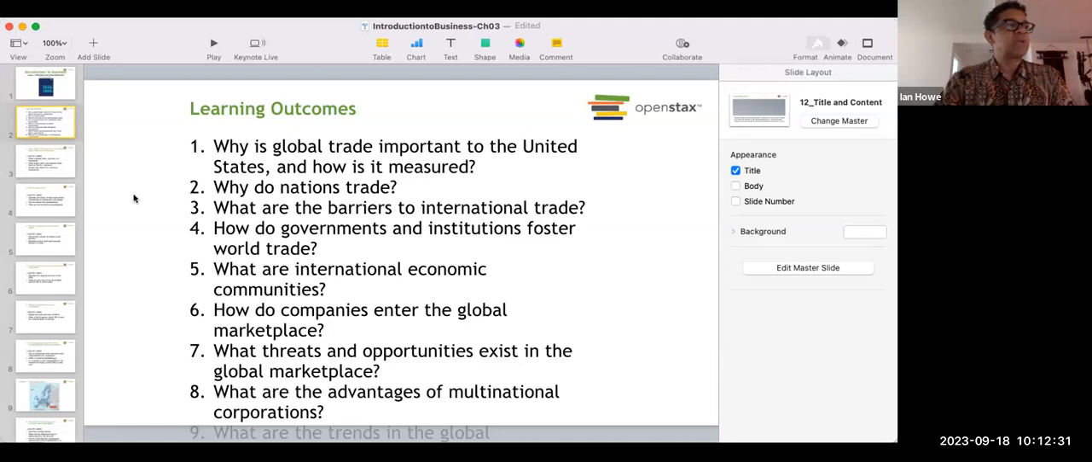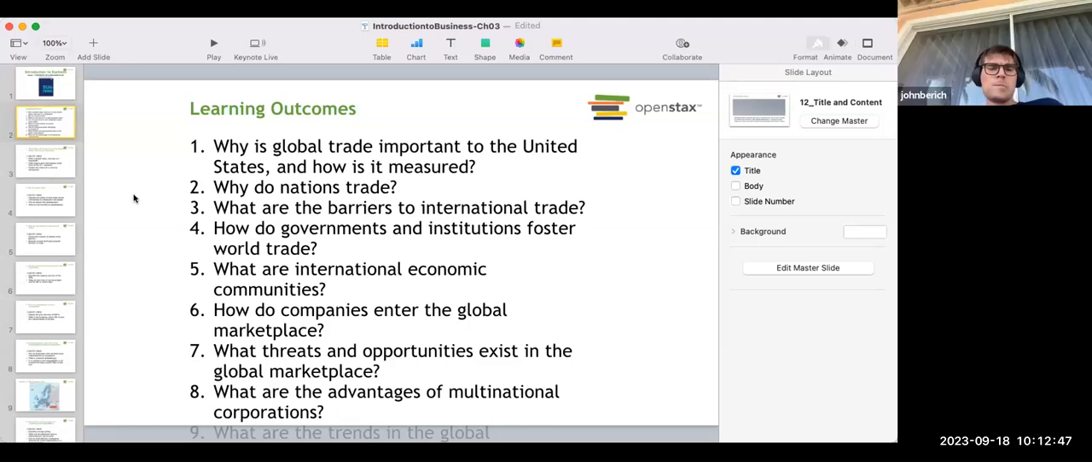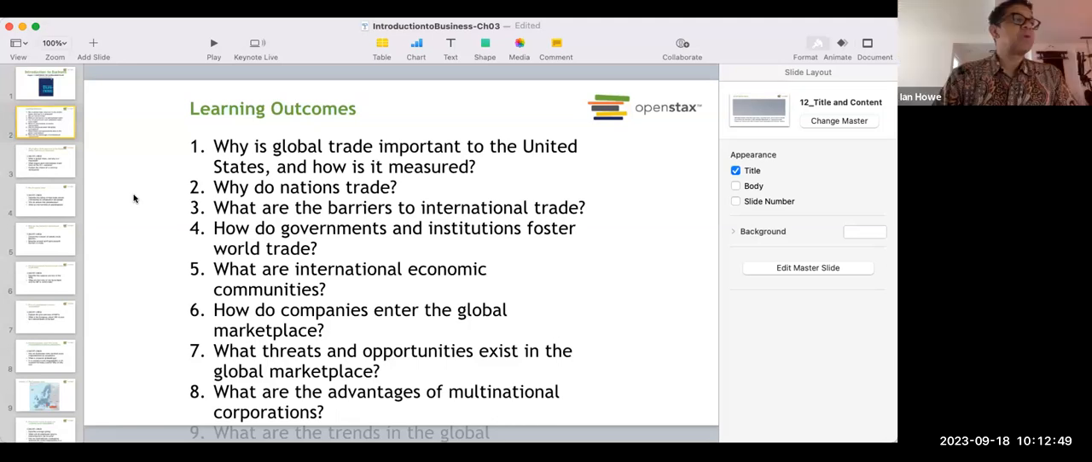What are the international economic communities? Most people are familiar with NAFTA, or the European Economic Community, the EU. How do companies enter the global marketplace? So this is more or less a step-by-step approach if you were to start a business and take it internationally.